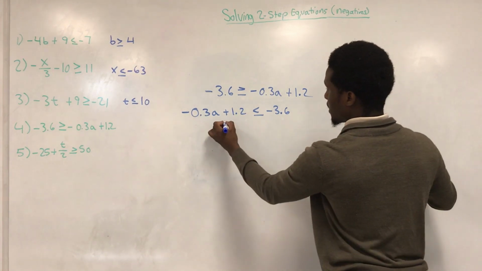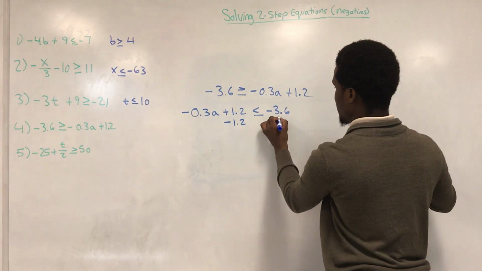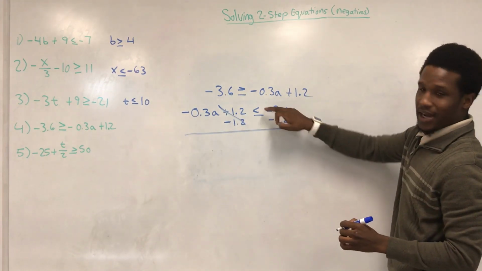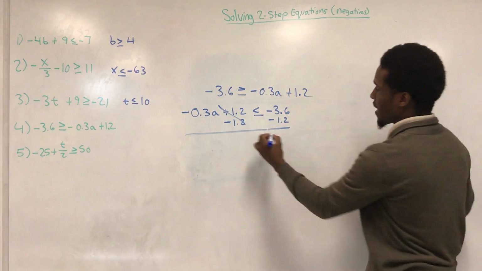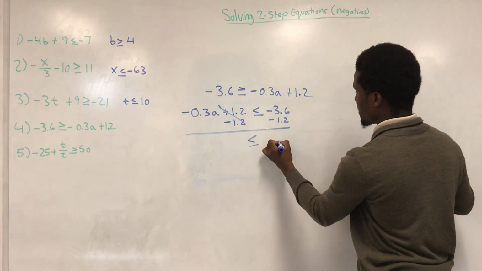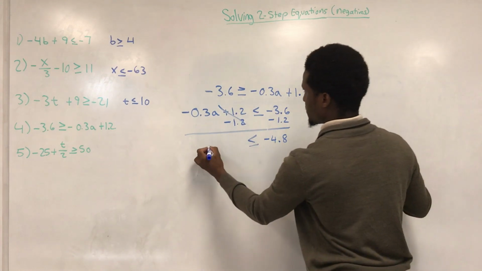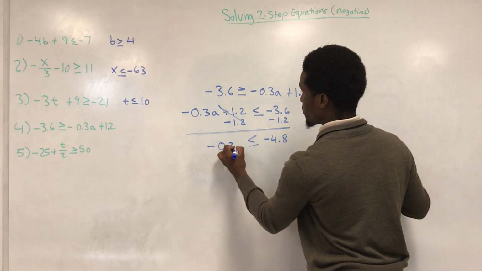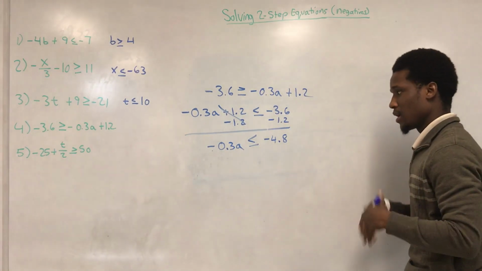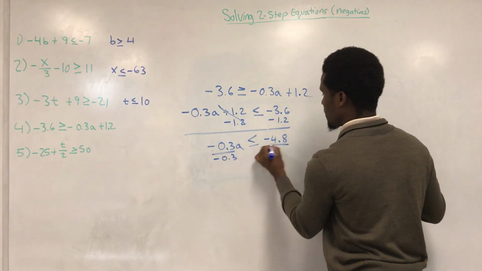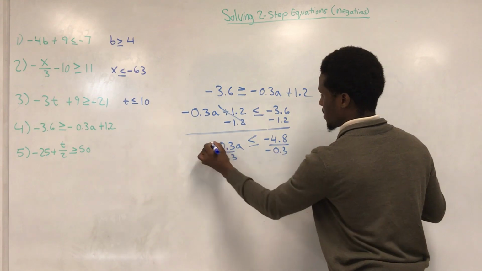Okay, now I'm going to subtract 1.2 and subtract 1.2. Both are negative, so I just have to add them. So this is going to be negative 4.8, and then this is going to be negative 0.3a. Okay? Now, I have to divide by negative 0.3 and divide by negative 0.3.